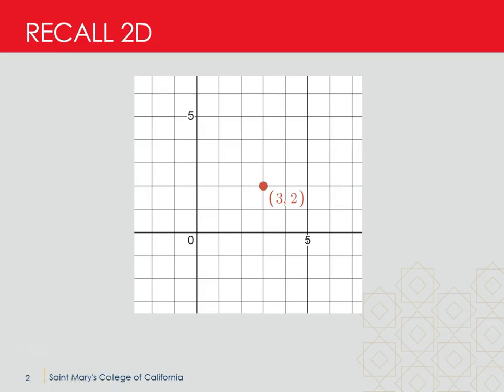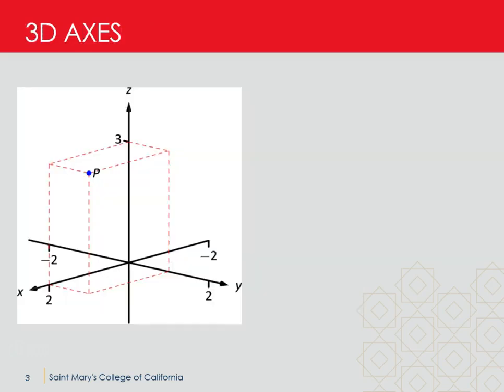So, a quick reminder of what 2D looks like, and we're all very familiar with this. If we have a point, a Cartesian coordinate in 2D space, we're very familiar that if we see (3, 2), that means we go 3 in the x direction and 2 in the y direction. We've seen that so often, and that's very straightforward. Now we're going to look at points in 3D space.